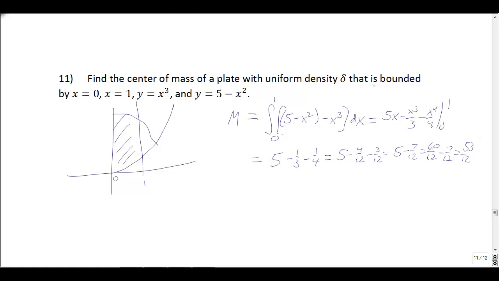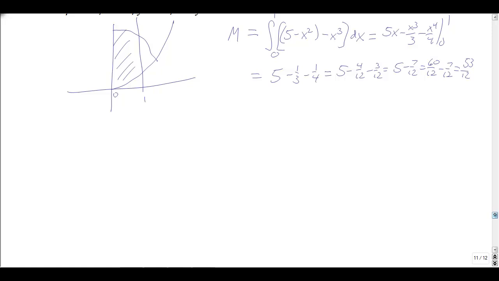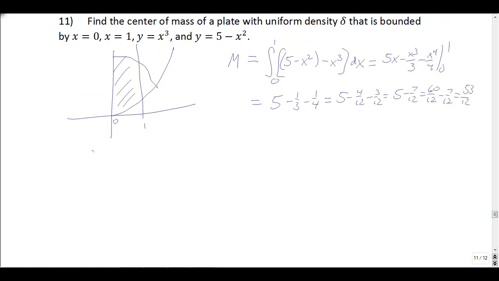Really, I should have a delta here. But when I do my center of mass, I'm going to divide moment by the mass, and the deltas will cancel out. So I don't really need to worry about them anyway. So that's our mass. Now we're going to do our moment, but in green, let's do our moment about the x-axis. So our x-axis is here, and it's always going to be a vertical rectangle, because those are easier to describe.